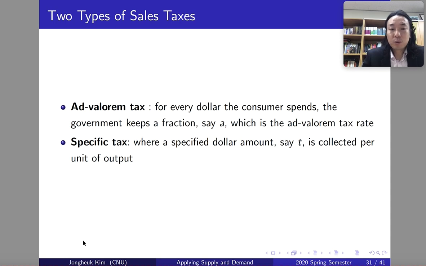The ad valorem tax, or the 종가세, is if you spend $1, or 1,000원, or 10,000엔 or something, then a fraction of your spending will be collected by tax. Easy, right? The specific tax is that if you buy 1 unit, then a specific dollar amount is collected from your spending. So specific tax is tax per unit of output. Ad valorem tax is a tax per dollar of your spending. Are you clear about the difference between those two things?